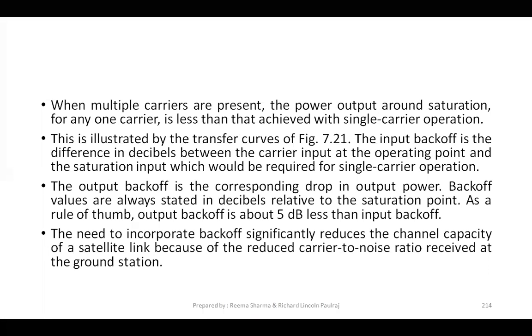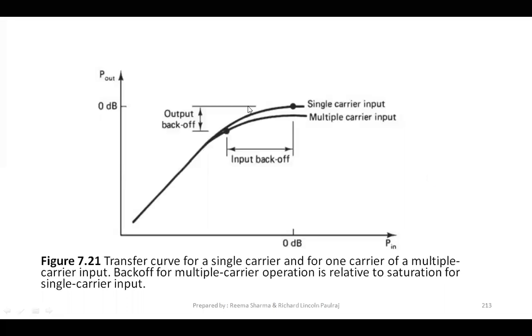When multiple carriers are present, the power output around saturation for any one carrier is less than that achieved with a single carrier. We have seen that. The input backoff is the difference in decibels between the carrier input at the operating point and the saturation input, which would be required for single carrier operation. So single carriers are always advisable over multiple carriers. The output backoff is the corresponding drop in the output power. If you can see the graph, there is a slight backoff that is happening with respect to output.